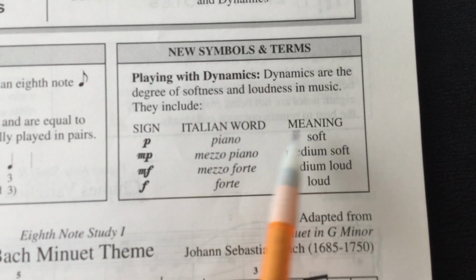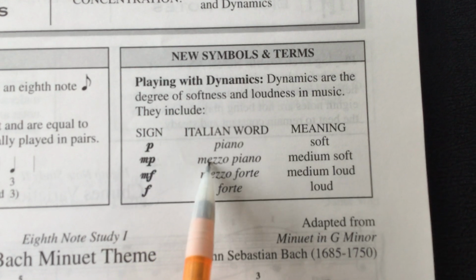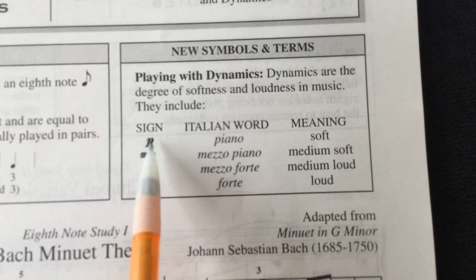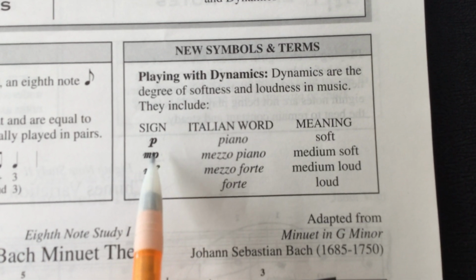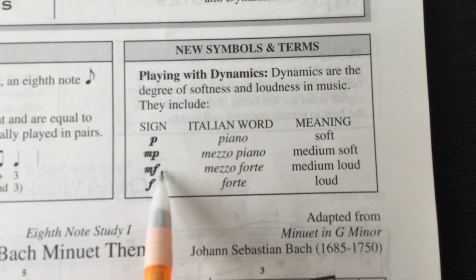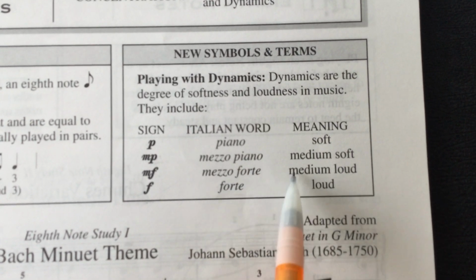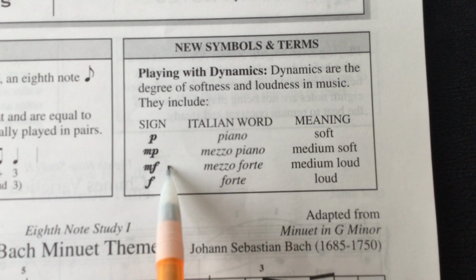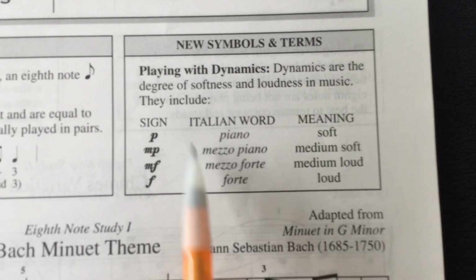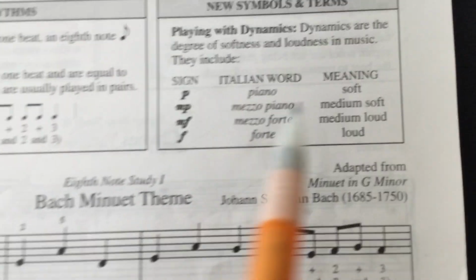So P is piano or soft. MP is mezzo piano, medium soft. And this means actually a little louder than the P, right? Mezzo is more of the medium range instead of the soft range. So mezzo piano. And then mezzo forte, right? This one is medium loud. So that's even more loud than the mezzo piano. And then forte is loud, right? So you'll see all of these possible symbols.